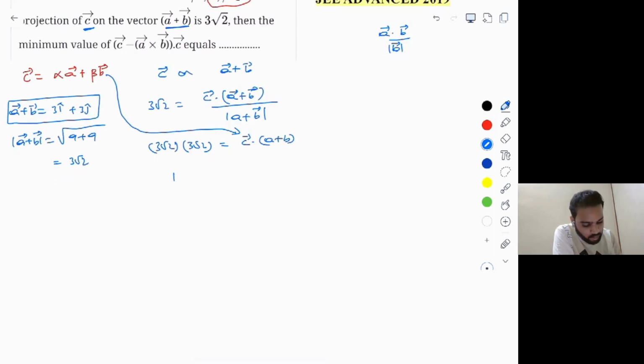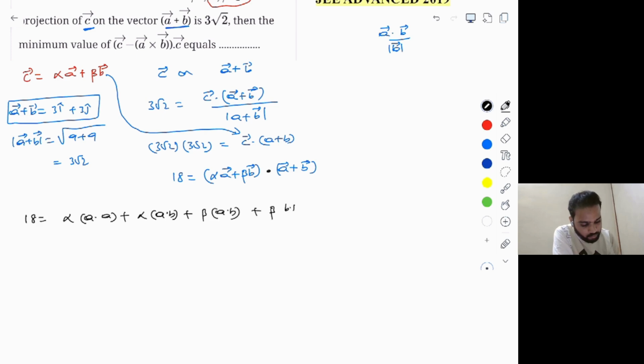And left hand side will be clearly 18 because it is 3 root 2 whole square. And C bar is given as alpha A bar plus beta B bar, and that dot product with A bar plus B bar. So let's try to expand and see what happens. This will be 18 is equal to, now let's use the distributive law to expand the complete dot product over here, from which you get alpha times of A dot A plus alpha times of A dot B plus beta times of A dot B plus beta times of B dot B.